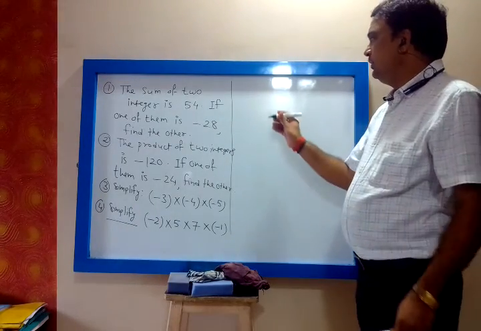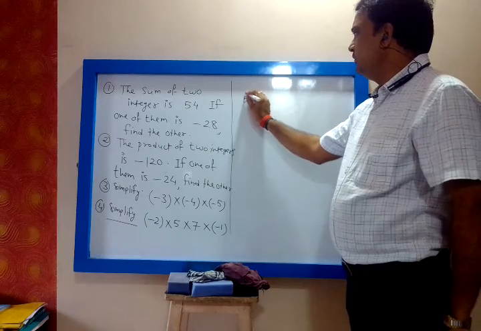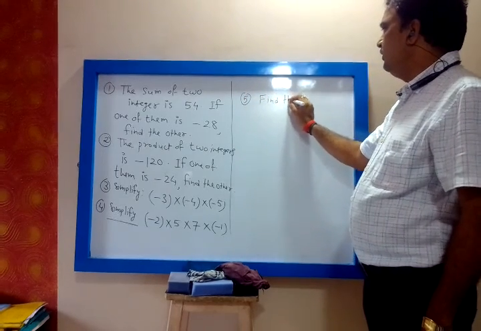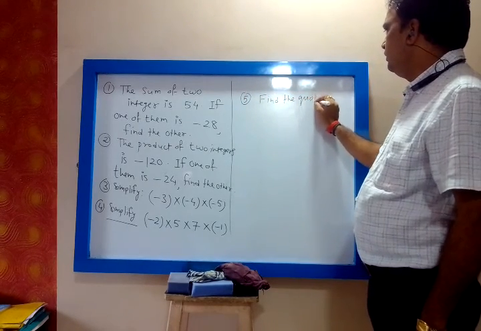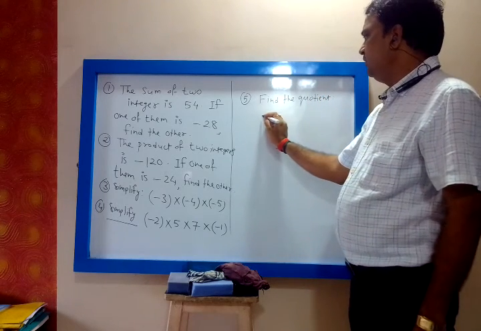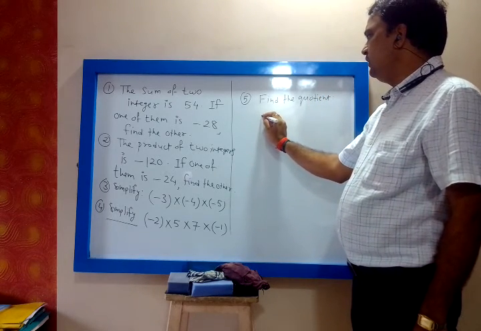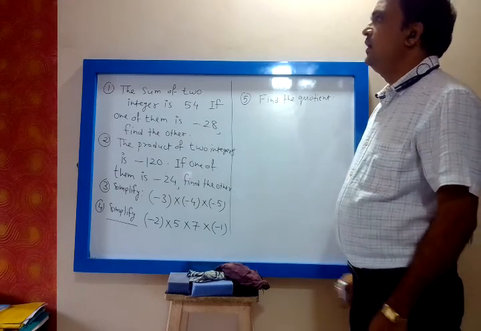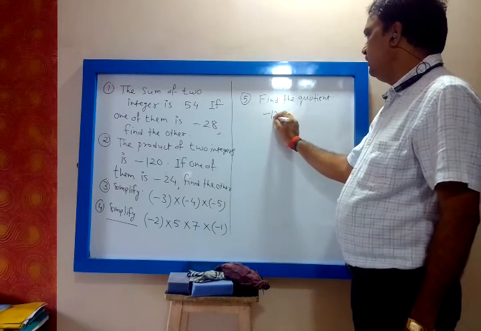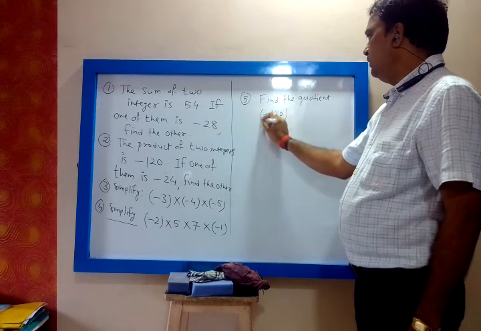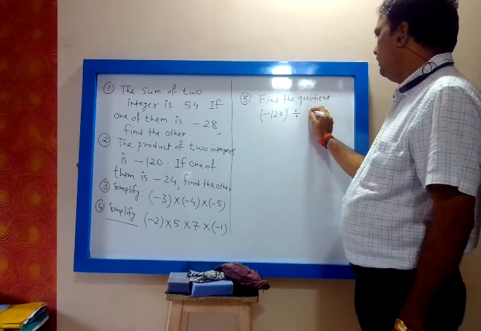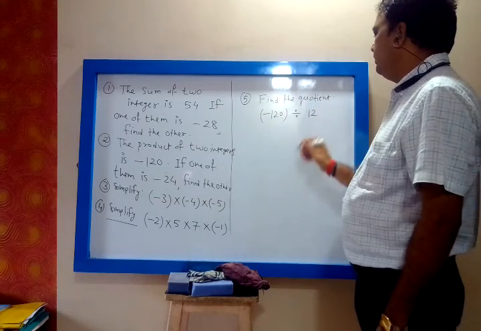Then let me write 5th question also. Find the quotient. Quotient means you have to divide. Find the quotient. Minus 120 divided by 12. You have to find the quotient.